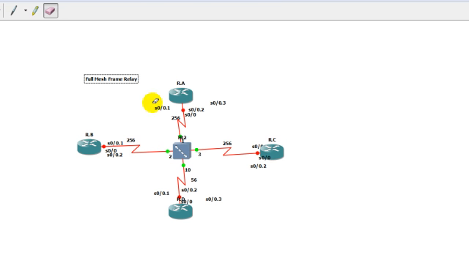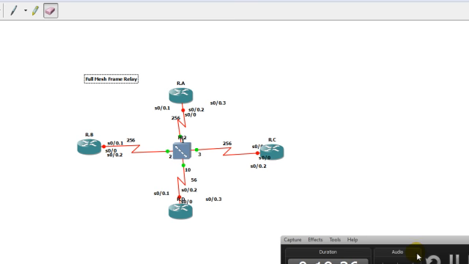Now let's see this and how this happens. Let's suppose I have four routers here, router A, B, C, and D. And router A, this serial interface, the bandwidth is 256.